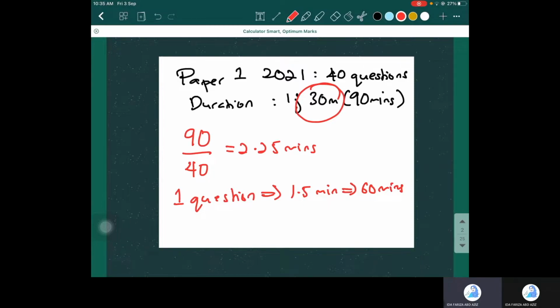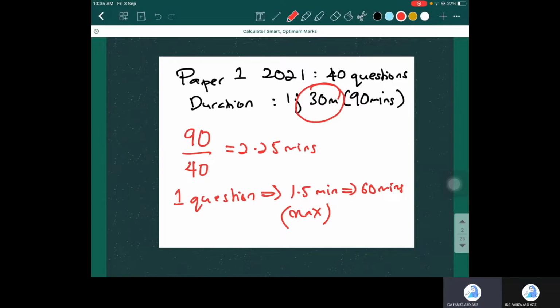You jawab lambat. Tapi what do I mean by 1.5 minutes, bukannya you tunggu siap soalan 1. Katalah soalan 1 you buat 2 saat je, you pun tunggulah main TikTok tunggu 1.5 minit. Jangan. What do I mean by this? Maximum 1.5 minit untuk setiap soalan. Try not to exceed 1.5 minutes for each question.